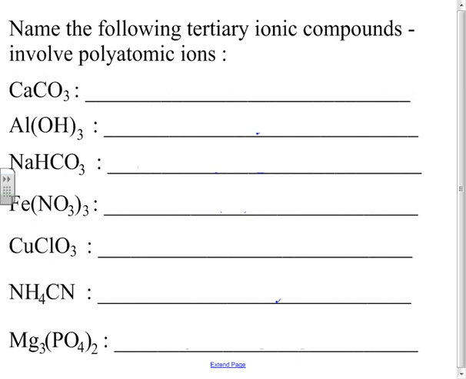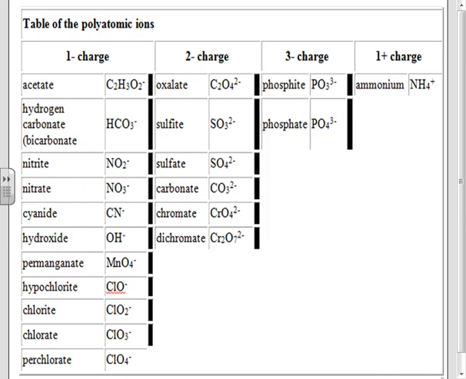Last category is going to be polyatomic ions. These are sometimes called tertiary compounds because now they've got 3 elements such as calcium, carbon, and oxygen. And polyatomic ions are just groups of atoms that are covalently bonded that collectively have gained or lost electrons. And so they can have a 1 minus charge such as the acetate, or the hydrogen carbonate or bicarbonate, the nitrite, nitrate, and so on. You'll have a table like this to refer to when naming these compounds.